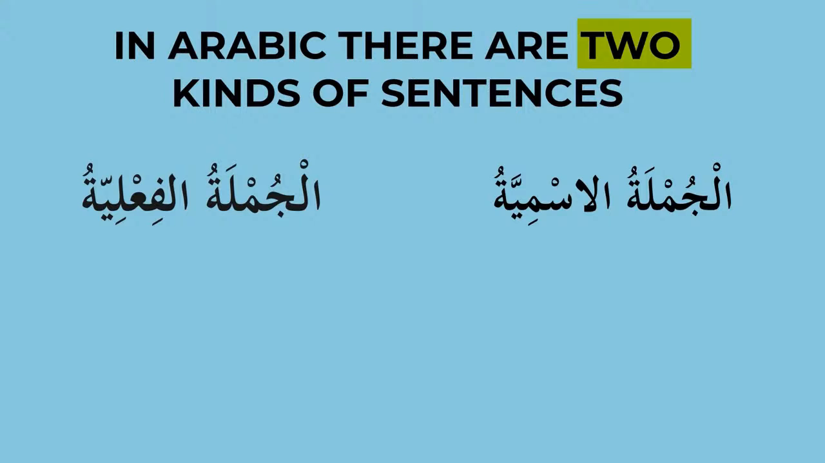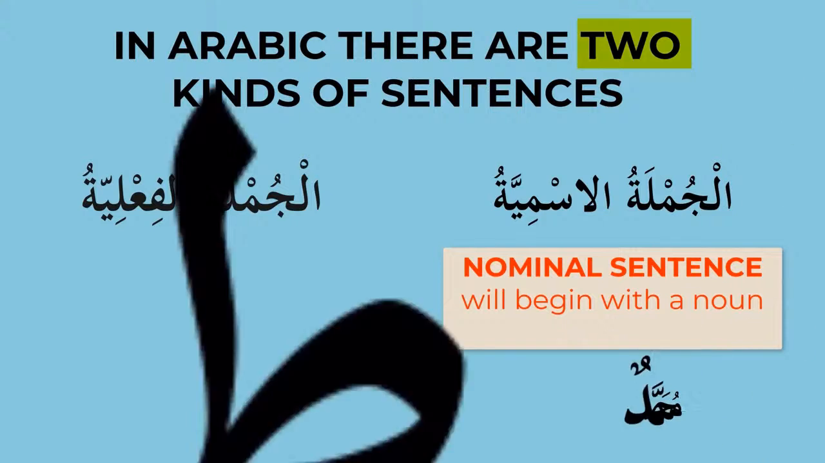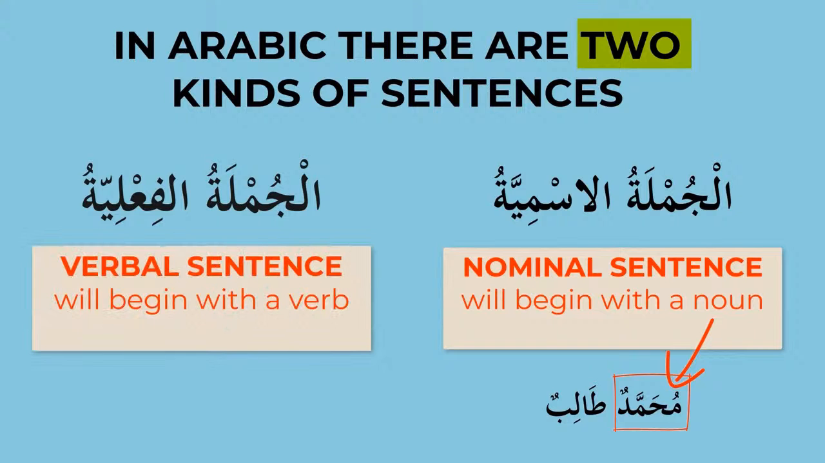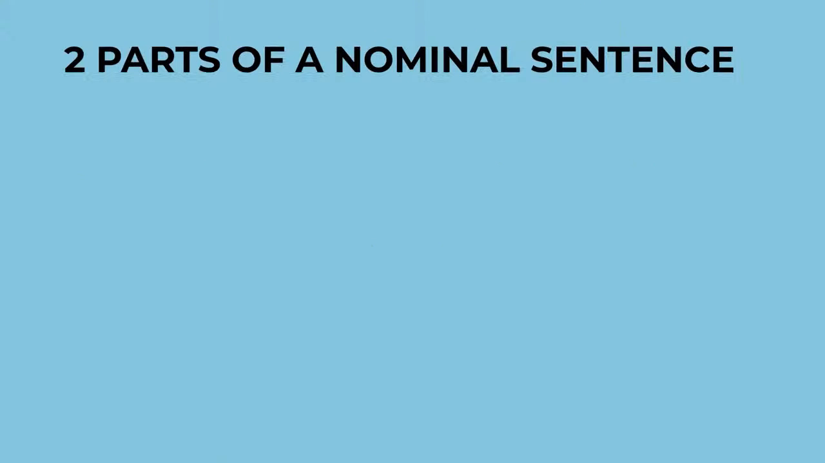Al-jumlatul ismiyatu, what do we call in English? Nominal sentence will begin with a noun. And al-jumlatul fi'liyatu, in English, verbal sentence will begin with a verb. Okay, fine. Easy, very easy. Let's talk about in English. A nominal sentence has two parts. It's broken into two sections.